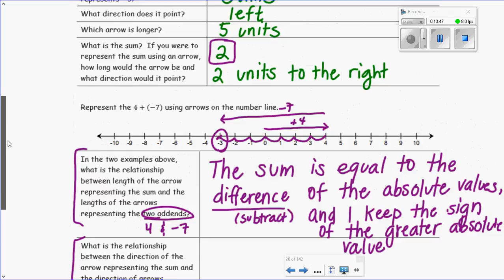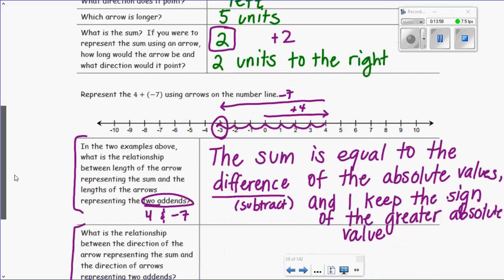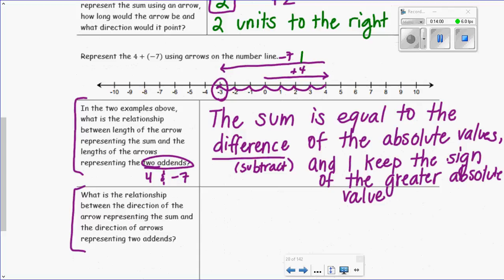In this case, the 5 was longer, so I'm going to put a little star next to that one. The 5 was longer, so that's why my answer was +2. Down below, the 7 was longer, so that's why my answer is -3. Okay, and then you don't have to draw this one because we'll just kind of use that there.